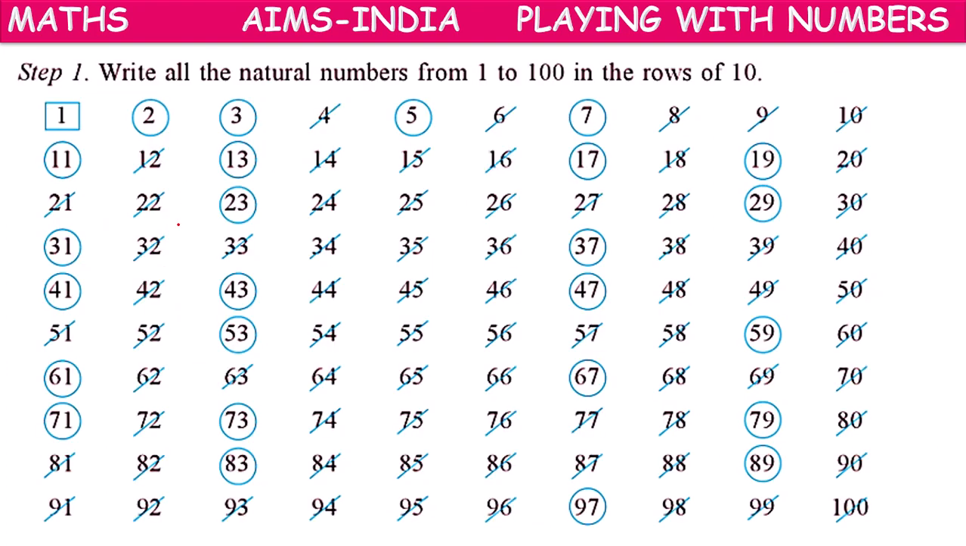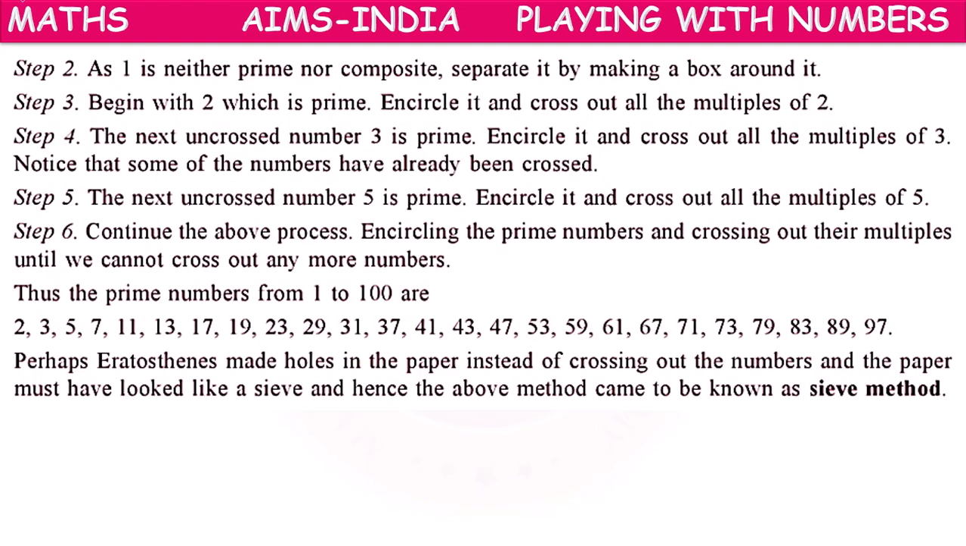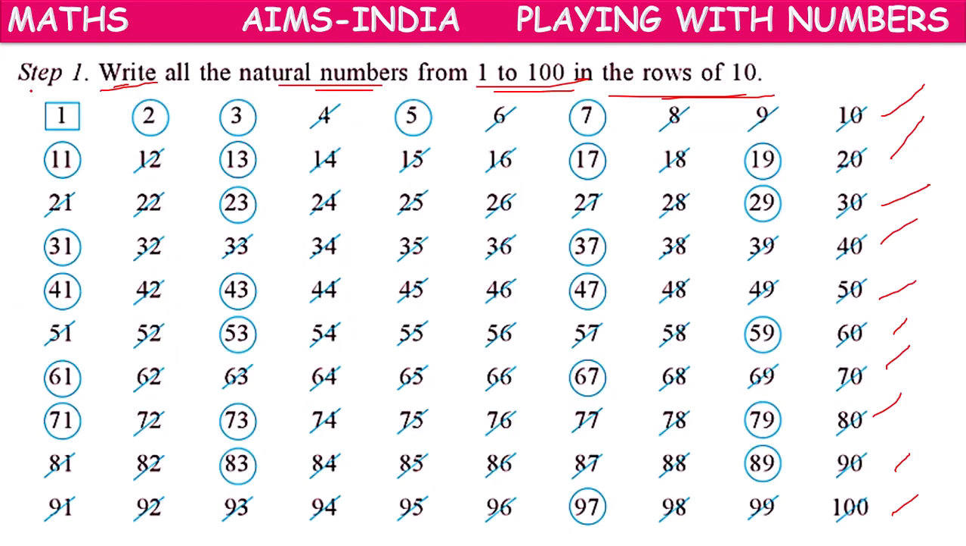In this method, first he wrote all the natural numbers from 1 to 100 in rows of 10. Means 1 to 10 first row, 11 to 20 second row, third row, fourth row. Like that, 10 rows. Next, as 1 is neither prime nor composite, he separated it by making a box around it.